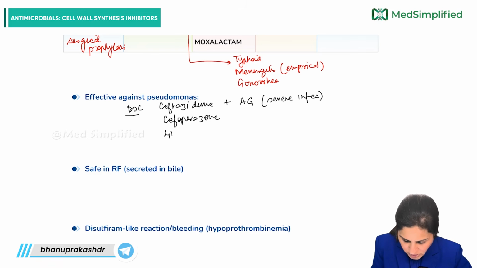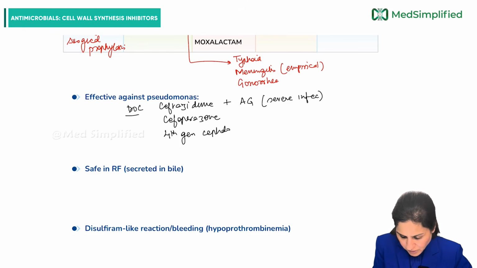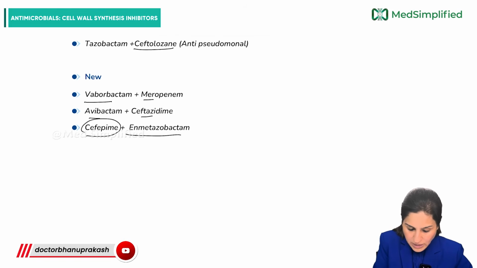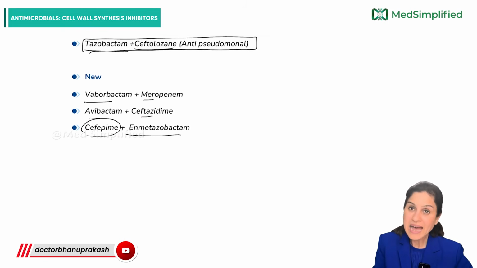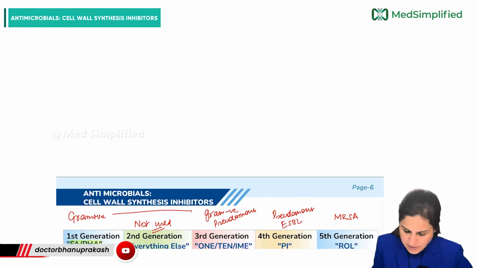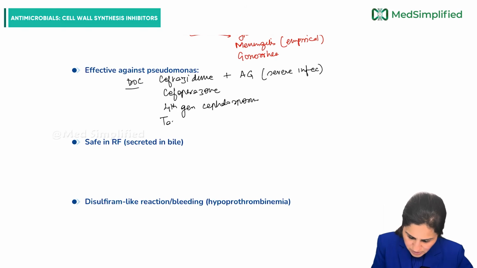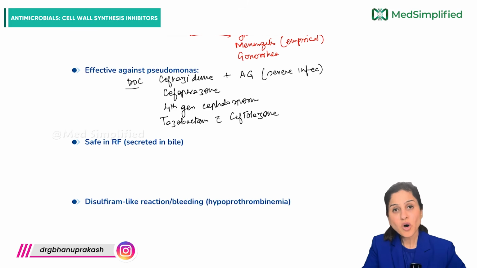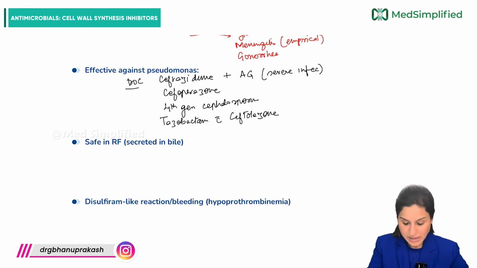And the fourth generation cephalosporins, both of them are effective. Right? And we have a combination here, ceftolozane and tazobactam. This is also anti-pseudomonal. So tazobactam with ceftolozane. So all these are effective against pseudomonas.